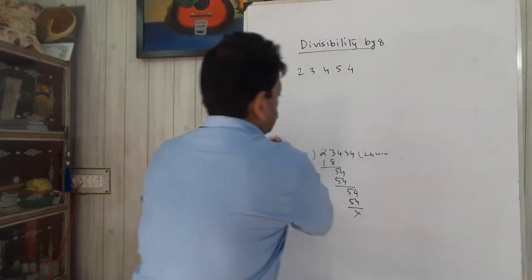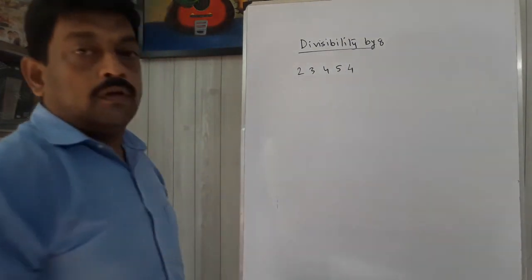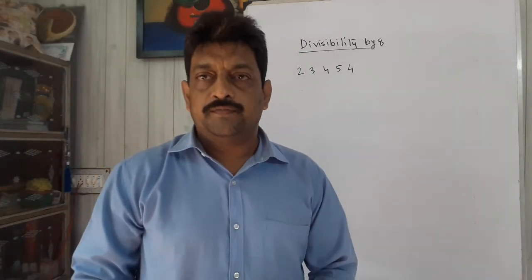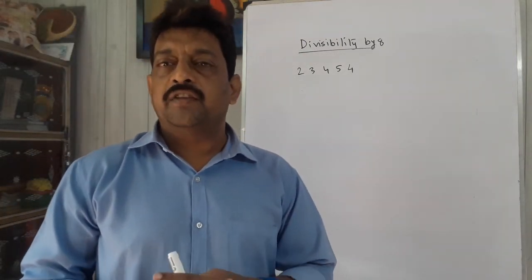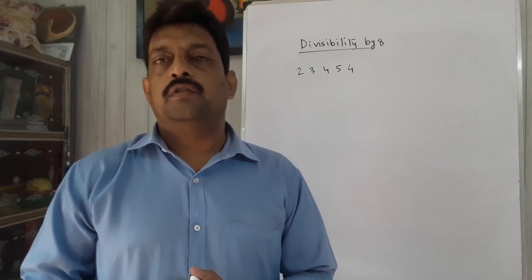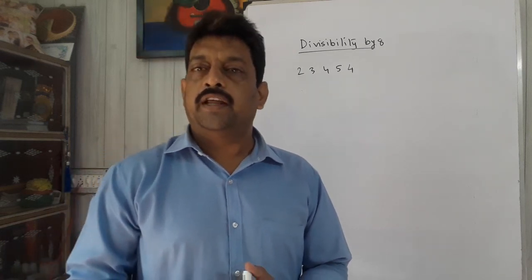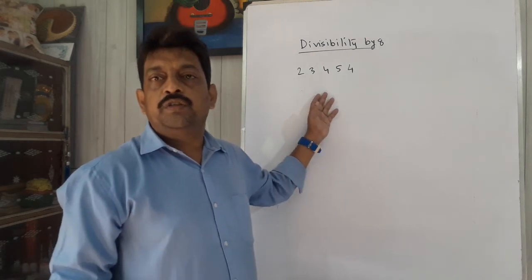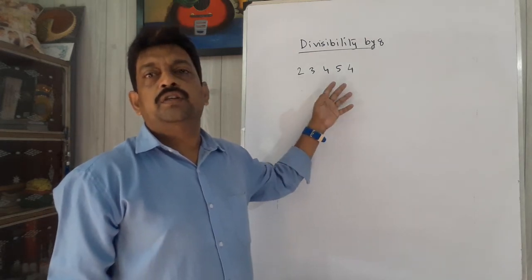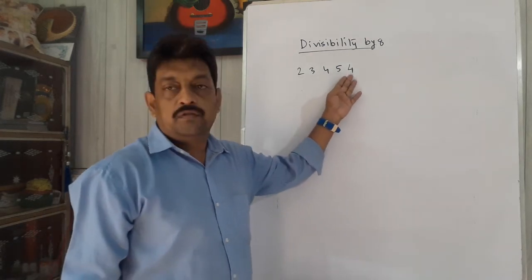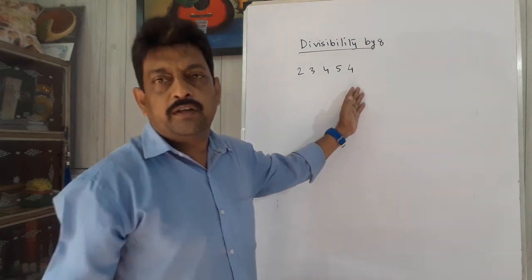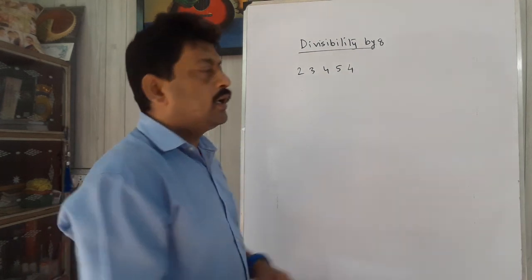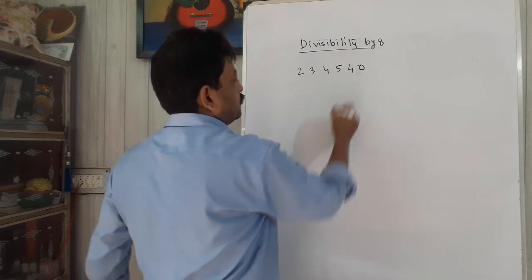Now the divisibility by 10 is most easy. If the unit digit has 0, then the number is divisible by 10. Means for a number to be divisible by 10, the unit digit must be 0. Here it is 4, so it is not divisible by 10. It has to be 0 in the unit place, like this.